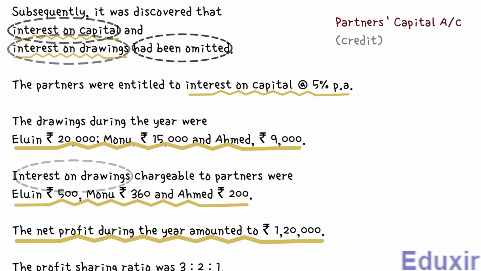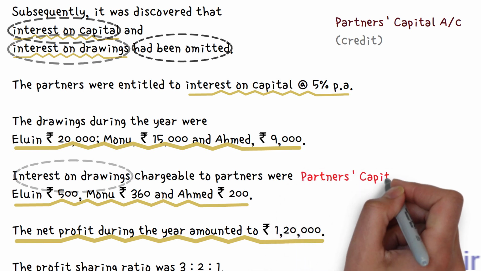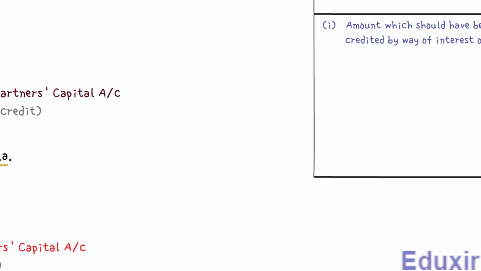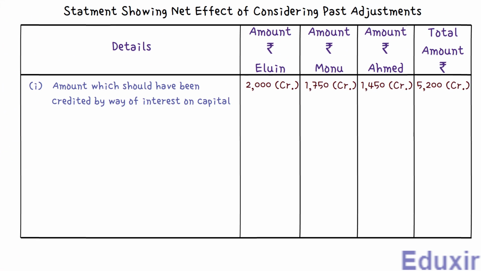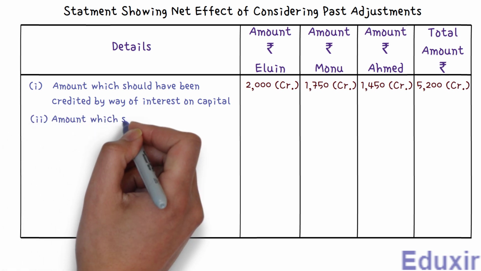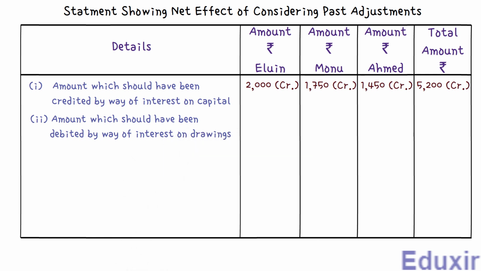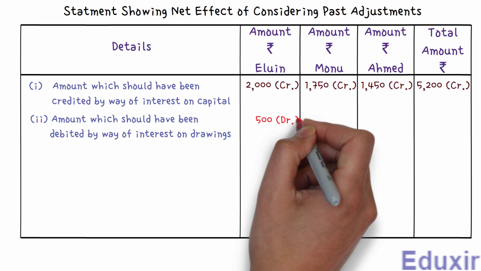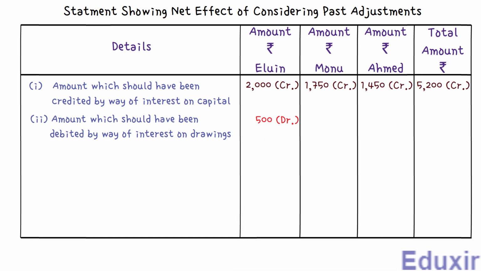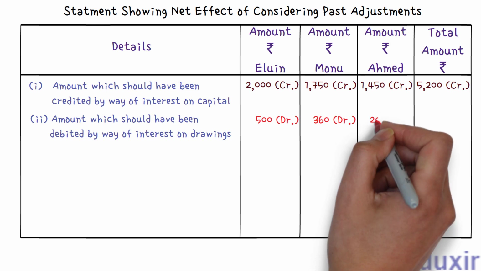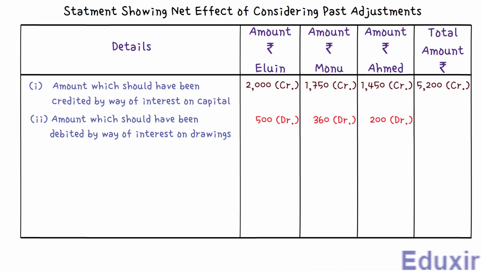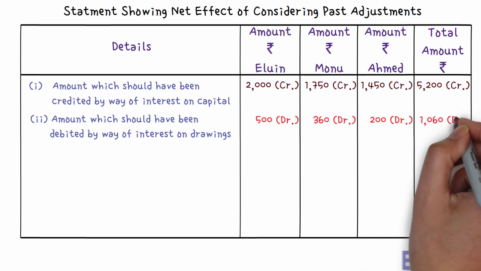Now, to reconsider the previously omitted interest on drawings, we should debit the partner's capital account for each partner individually. So, in the details column of statement showing net effect of considering past adjustments, let's write amount which should have been debited by way of interest on drawings. For partner Eluin, this is 500 rupees debit. For partner Monu, this is 360 rupees debit. And for partner Ahmed, this is 200 rupees debit. And the total is 1,060 rupees debit.